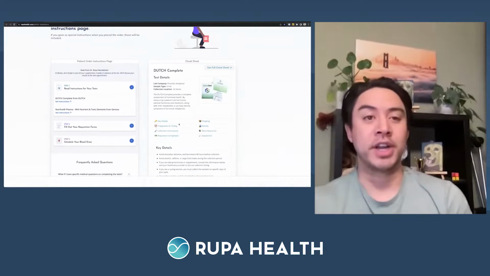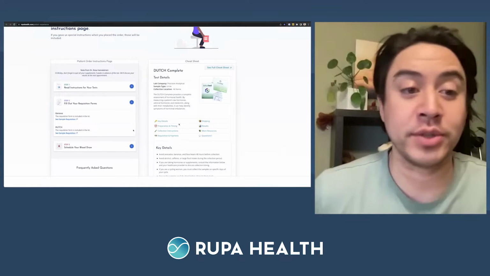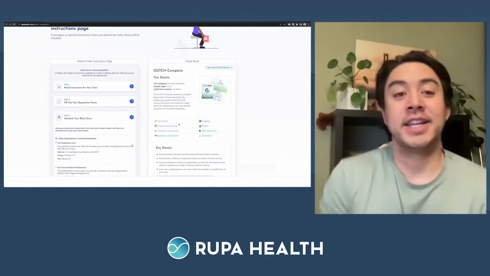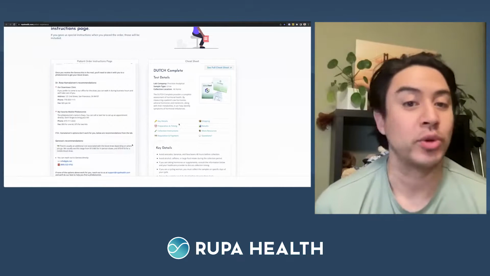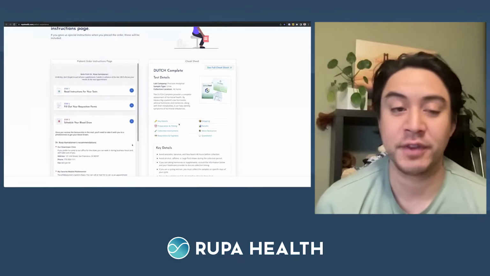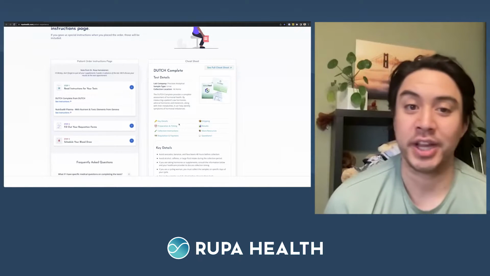From there, we'll send over an email to your patients outlining all the instructions for their tests, how to fill out the requisition forms. And if they are taking a test that requires a blood draw, we can even help coordinate the phlebotomies. We'll send over all the necessary resources. And if your patient has any questions or needs support, they can reach out to our team. We'll handle any specimen issues.